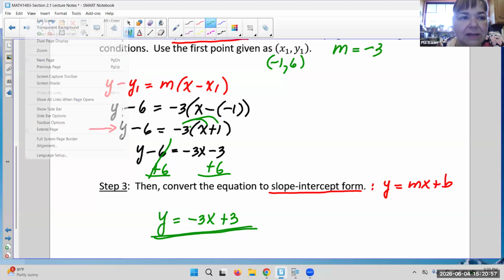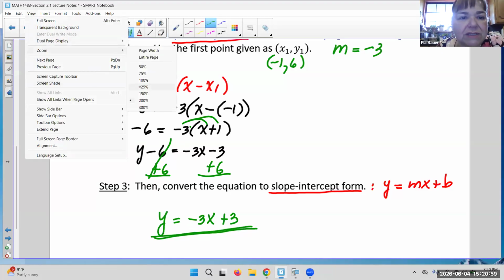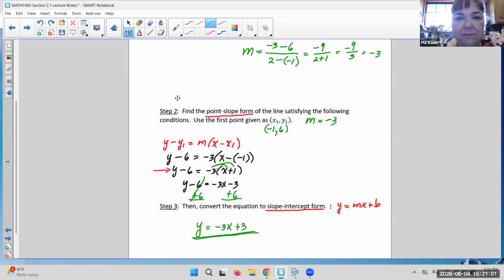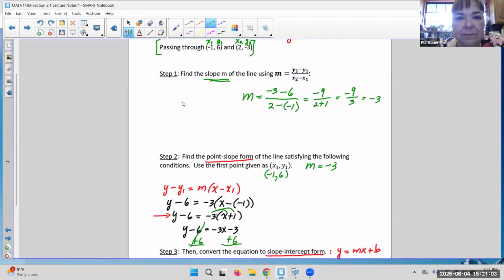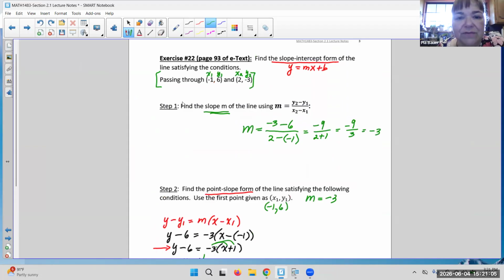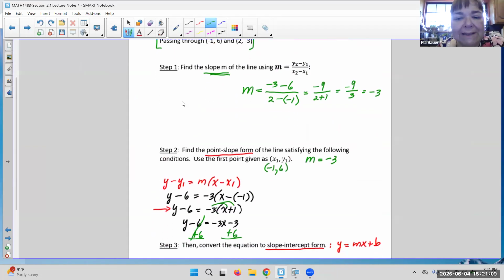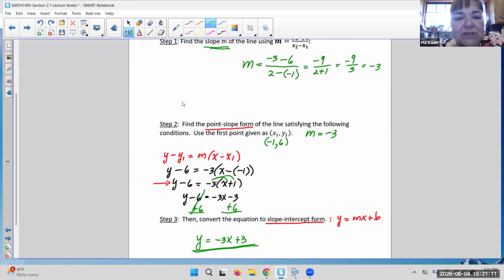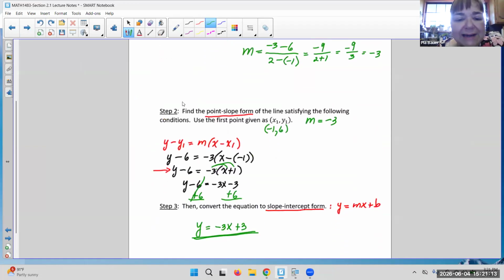I'm going to make this a little bit smaller so we see all the steps. So first we found the slope using the 2 points we were given. Then we found the equation using the point slope. And then last, we isolate y on one side to write it in the slope-intercept form.